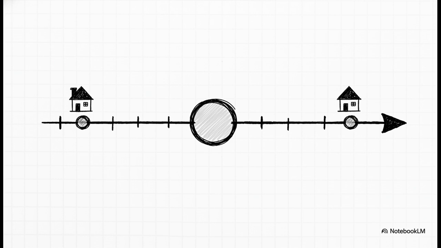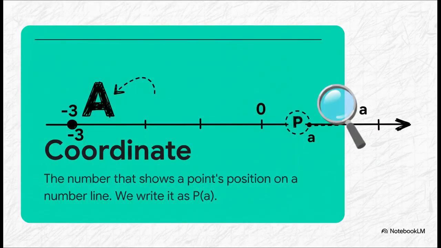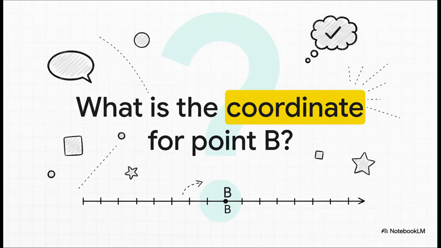Now we can put points on this line. Think of the line like a street, and each point has its very own address. In math, we have a special name for that address. We call it a coordinate. The coordinate is just the number that tells you the point's exact location. So look at point A. Where is it? It's right on -3. So the coordinate for A is -3. And we write it like this, a capital A, and then the number in parentheses right next to it, A(-3).